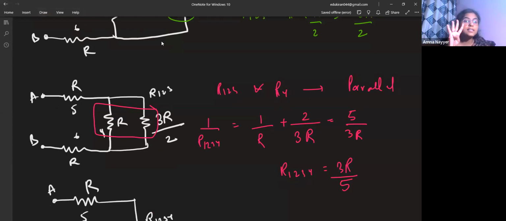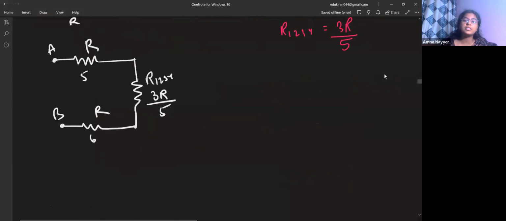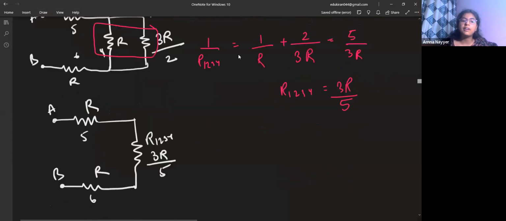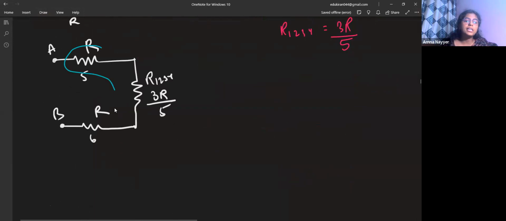So 4 resistors we have solved. Initially, we just had one single R1. Then we combined it with the second one and obtained R12. Then the third was present. We combined it and obtained R123. Now we have combined it with the fourth one and we have obtained finally one resistor, which is 3R by 5. So what is the final shape of the circuit? Final shape is this. Now we have to find out equivalent resistance between all these three.